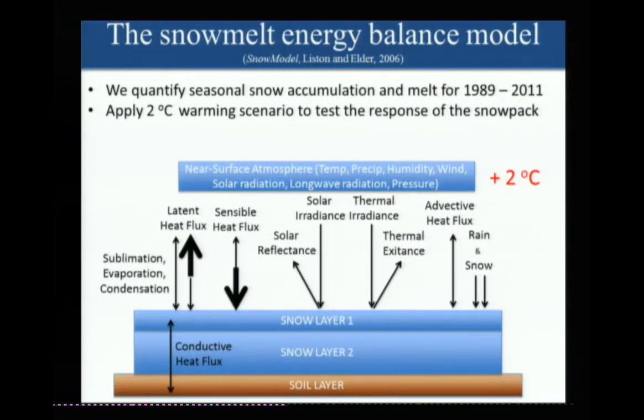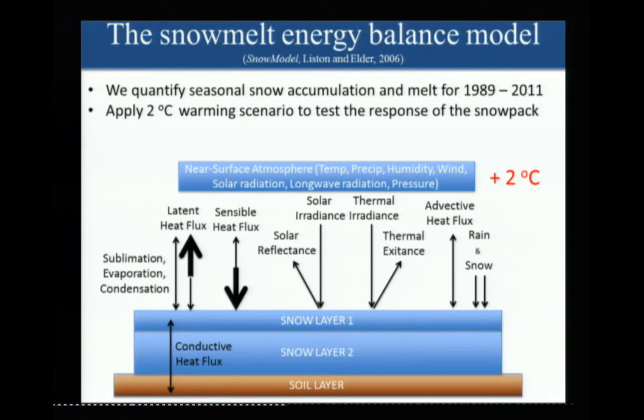And so the way that we quantify the sensitivity is by applying a process-based snowmelt energy balance model, very similar to the VIC model. This model is called Snow model, a different model. But it's simulating all of the major radiative and mass fluxes between the snowpack and the atmosphere, discretized across a 100-meter digital elevation model.